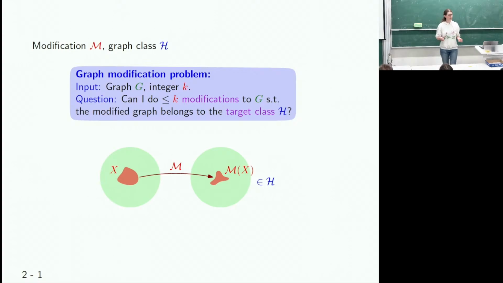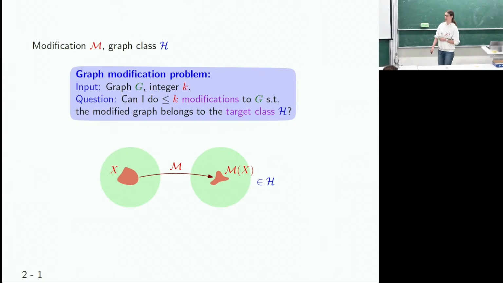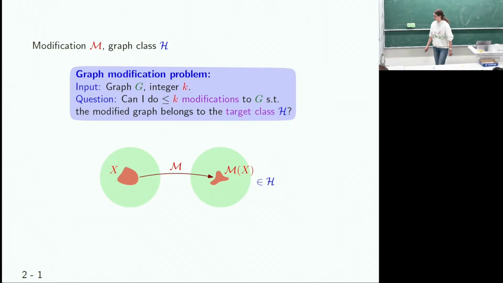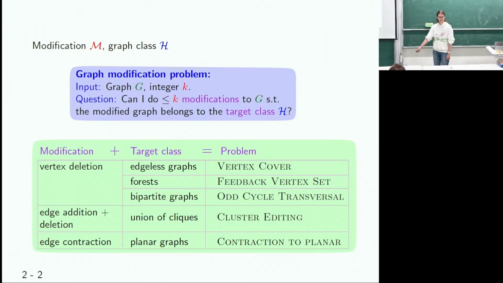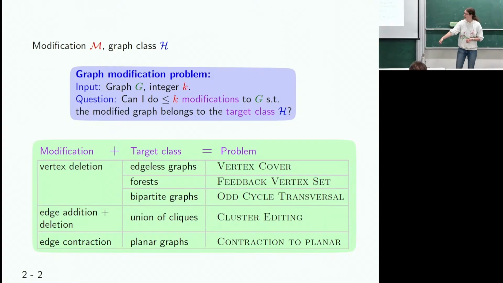So you have some kind of modification that you fix. You have some kind of target class H. And the question is, given a graph G and an integer K, can I do at most K of this modification so that the modified graph belongs to my target class H? So a lot of problems can be written like this. For instance, if your modification is vertex deletion and your target class is edgeless graphs, then this is vertex cover. If your target class is forest, it is feedback vertex set, and so on.